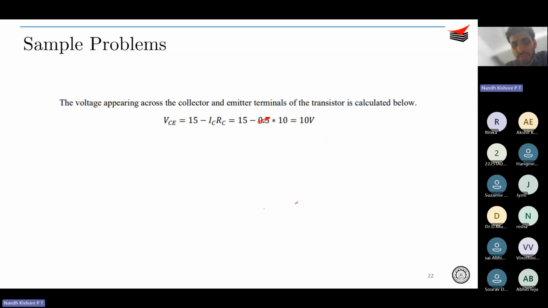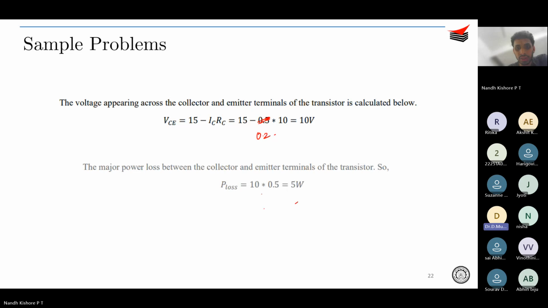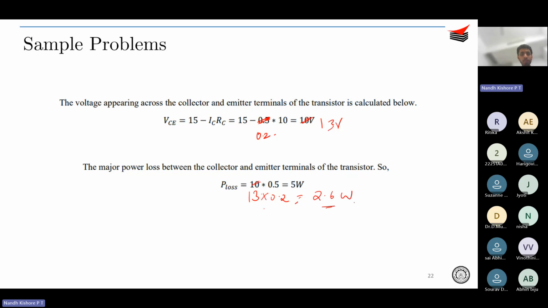Okay, it should be 0.2. Therefore, it will be 13 volt, and this will be 13 into 0.2, it's 2.6 watt. So they have considered IC as 0.5, it's actually 0.2 in question number 2. Okay.